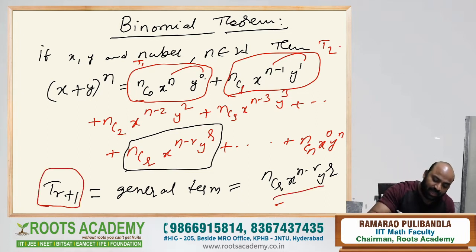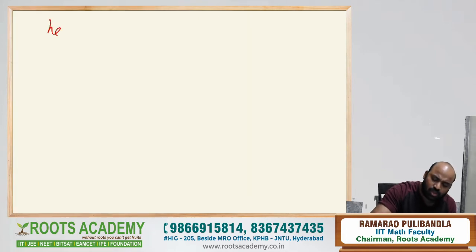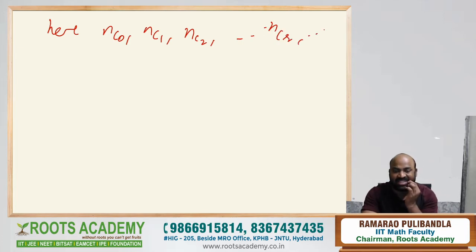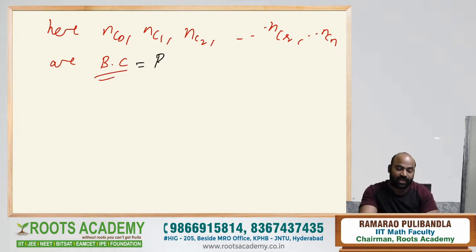Here nC0, nC1, nC2, and so on, nCr, and so on, nCn are called binomial coefficients. BC stands for binomial coefficients. Remember these values; the derivations are not required. nCr is defined as n factorial divided by (n minus r) factorial into r factorial.